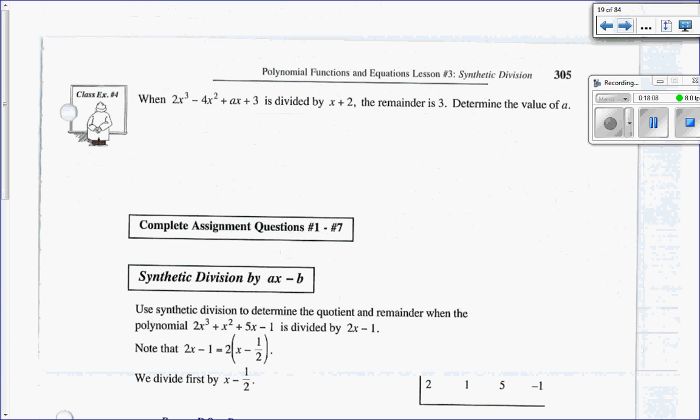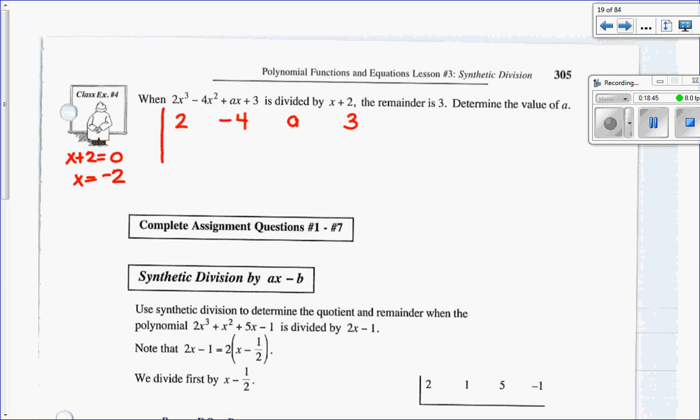When 2x cubed minus 4x squared plus ax plus 3 is divided by x plus 2, the remainder is 3. Determine the value of a. Okay, well, let's set this up. First of all, x plus 2 equals 0, so x equals negative 2. Okay, so when we set this up, I'm just checking to make sure I have descending powers. So I've got x cubed, x squared, x. Yes, we're good. Okay, so I'm going to have 2, negative 4. A is what we don't know, so we'll put it as a, and 3.